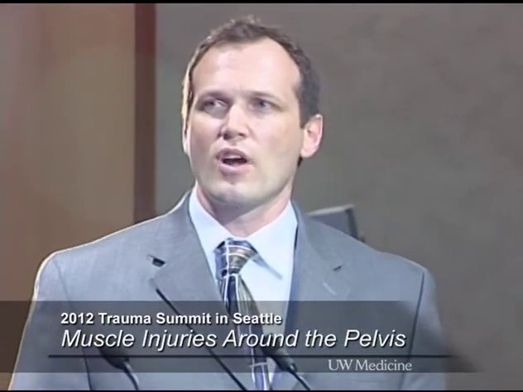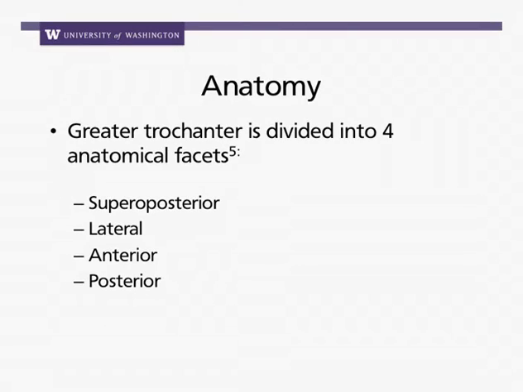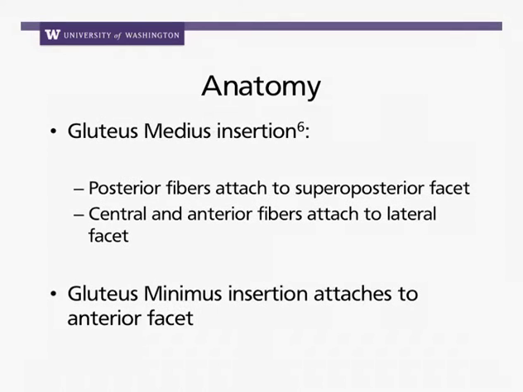Anatomy has been described for the greater trochanter and its insertions by radiologists looking at MRI and through intraoperative findings. There are basically 4 facets for the greater trochanter: the superior posterior, the lateral, the anterior, and the posterior. I'm just going to comment that the posterior has no attachments, and part of the lateral and anterior has a naturally occurring bald spot. For the gluteus medius insertion, the posterior fibers attach to the superior posterior facet, and the central and anterior fibers attach to the lateral facet, while the gluteus minimus insertion attaches to the anterior facet.